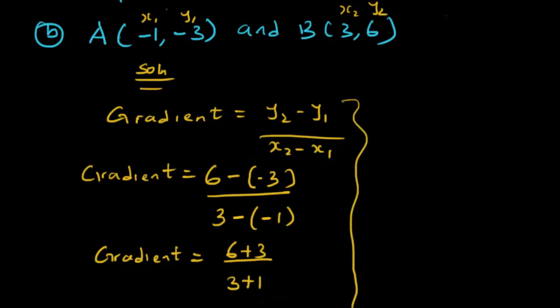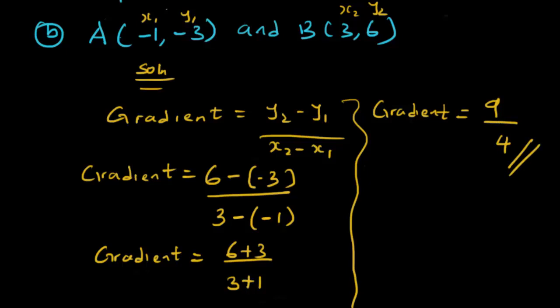Let's complete it here. So we have gradient equals 6 plus 3 is what? 9, all over 3 plus 1 is 4. So this cannot cancel one another. So we can say gradient equals 9 over 4. I hope you understand this.